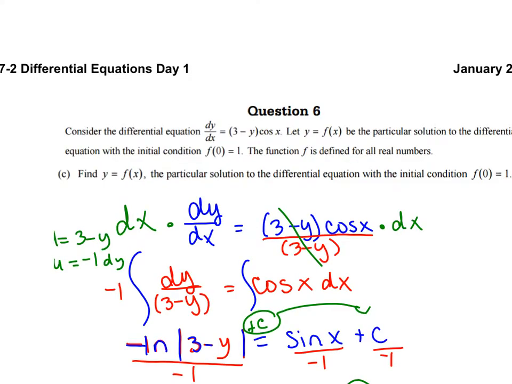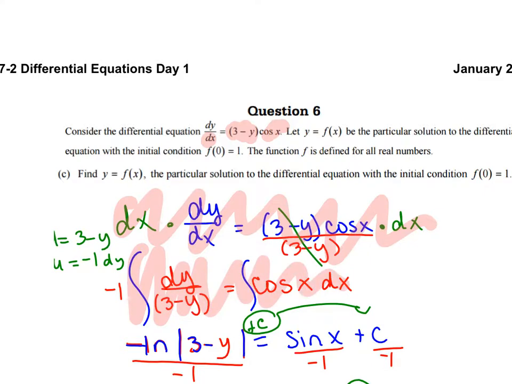Alrighty, so first thing we need to do is get the y's and x's together. So let's do that real quick. It seems the best way to do this is to divide both sides by 3 minus y, and then multiply both sides by dx. That's the most convenient way, mainly because multiplying by dx brings dx right next to the cosine. So when we do this, we end up with this right here. So now we have dy over 3 minus y. We also have cosine of x times dx.